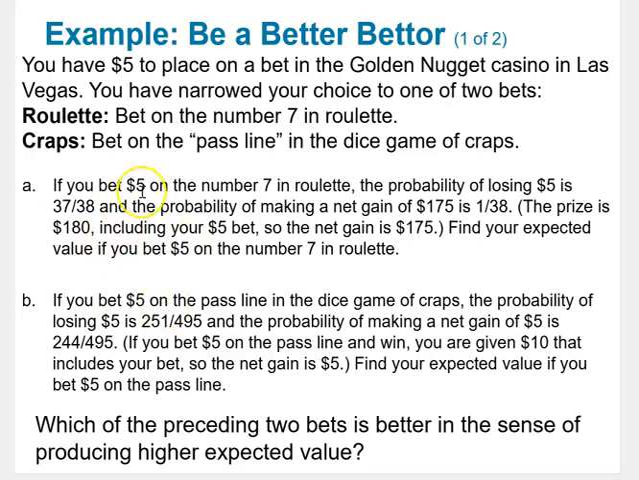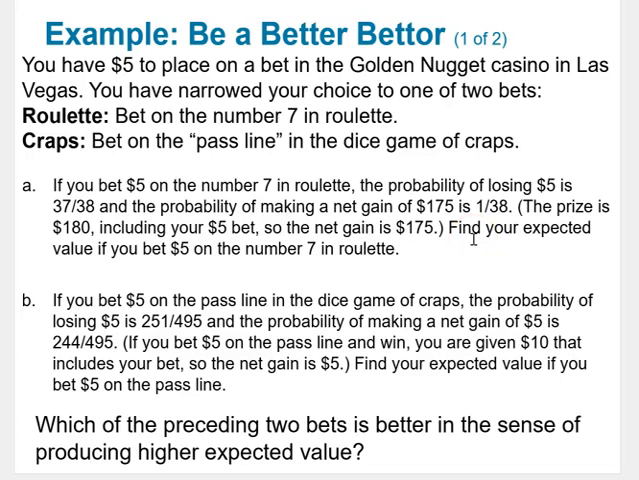If you bet that $5 on the number 7 in roulette, the probability of losing $5 is 37 out of 38, because there's only one number 7 on that roulette wheel, and the other 37 are not the number 7. So the probability of making a net gain of $175 is 1 in 38. This is the prize: you would get $180, but you spent the $5, so your net gain was only $175. Find your expected value of what that $5 bet would be.